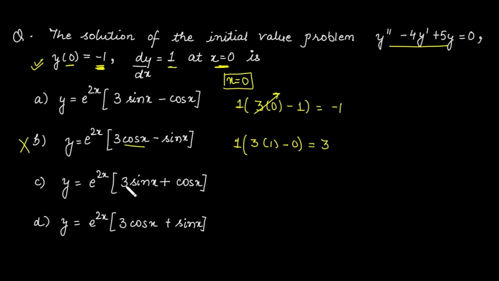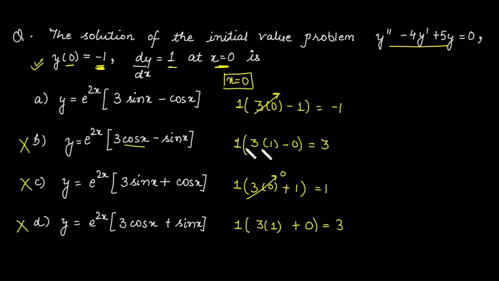For option C, put x equal to 0. In this case, e raised to power 0 is 1, into 3 times of sine 0, which is 0, plus cos 0, which is 1. This term is getting 0, and 1 into 1 is 1. But we need minus 1. So discard this option. From option D, we have e raised to power 0 as 1, into 3 times of cos 0, which is 1, plus sine 0, which is 0. Again, we are getting 3 in this case and we can directly discard option D. Only one option satisfies the first condition. Hence, we can directly mark A as the correct answer.